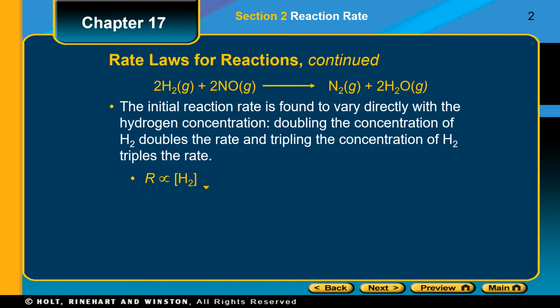relationship for the rate of a chemical reaction. We're going to use a capital R for that. So capital R represents the rate of the chemical reaction. The symbol in the middle means proportional to. So the rate is proportional to the hydrogen molecule concentration. So if I double the right side, I would have to double the left side because they're directly proportional.